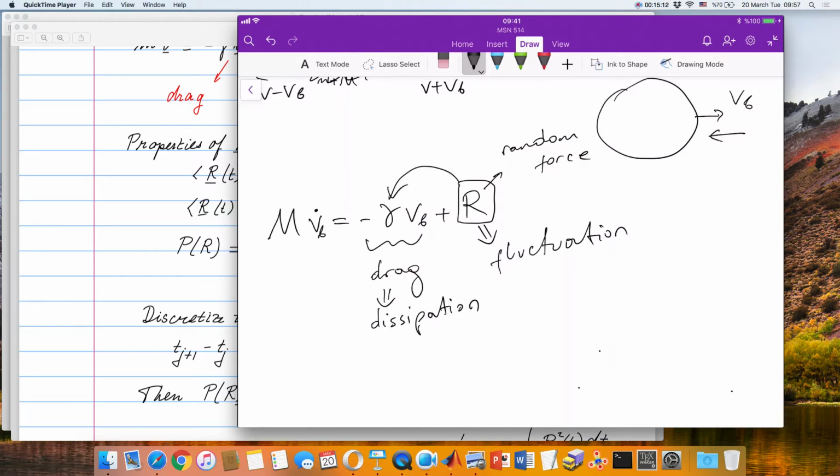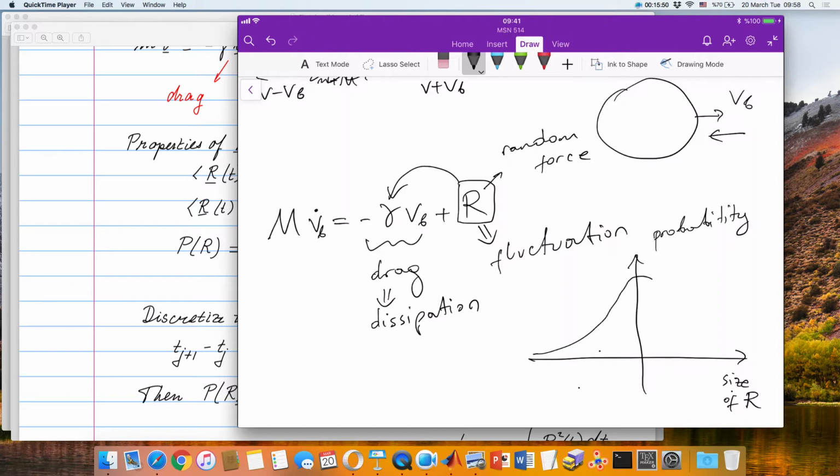Does it make sense at all to you? So first of all, what do you think the shape of this fluctuation should be, the random force? The size of the random force versus the probability. What do you expect? In these cases, you always expect a Gaussian. Do you agree? The problem is what is the size of this Gaussian? What is sigma?